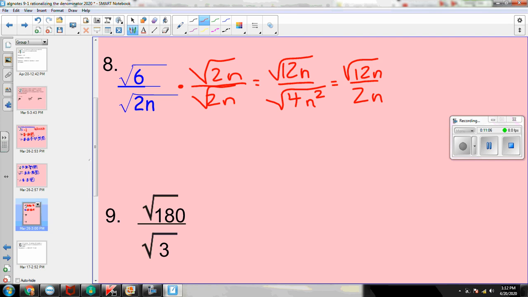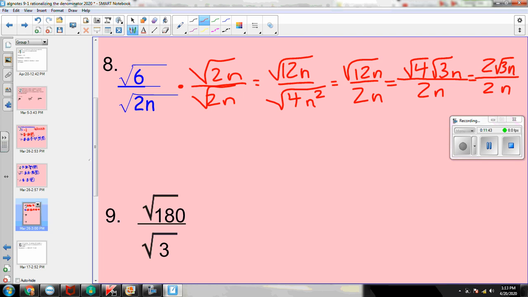Could I simplify any further? I can't divide 12 and 2 because 12 is under a radical and 2 is not. I can't cancel my n's because this one's under a radical and this one's not. Is there a perfect square number that goes into 12? Yes, there is, 4. So I could break this down into the square root of 4 times the square root of 3n, all over 2n. Well, the square root of 4 is 2, so I'd have 2 radical 3n over 2n.